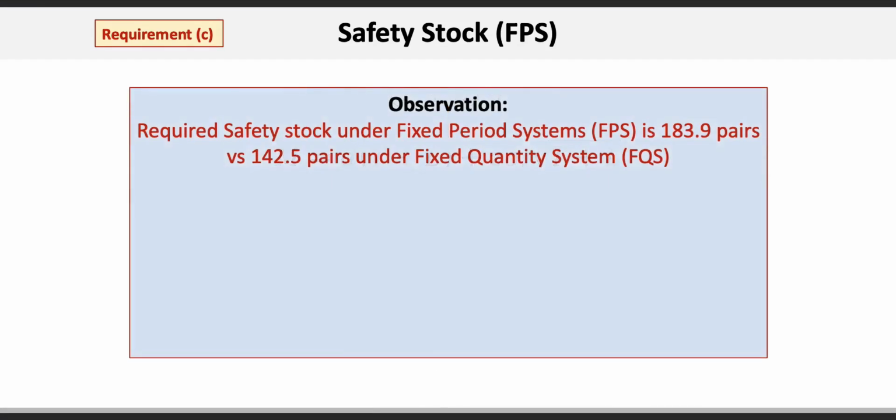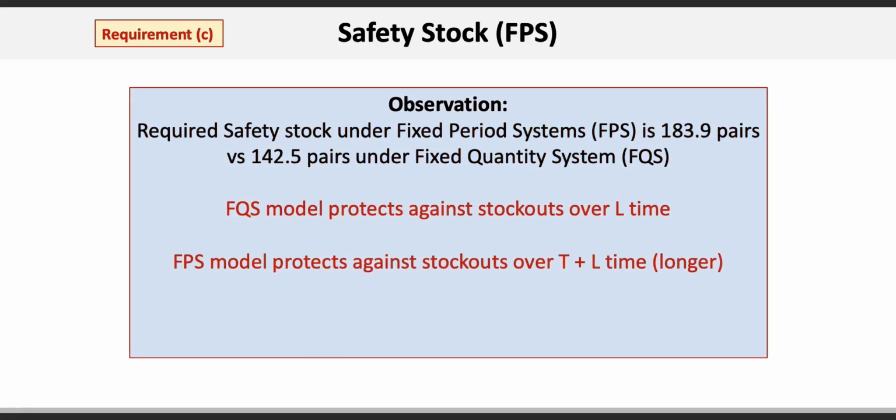We can make an observation here that the safety stock under the fixed period system is 184 pairs, which is more in this case than the required safety stock of 143 pairs under the fixed quantity system. This is due to the fact that the FQS model has to protect against stockouts only over the lead time, L, while the FPS model must protect against stockouts over a longer time period, T plus L. By reducing the lead times and review periods, safety stock can be reduced.